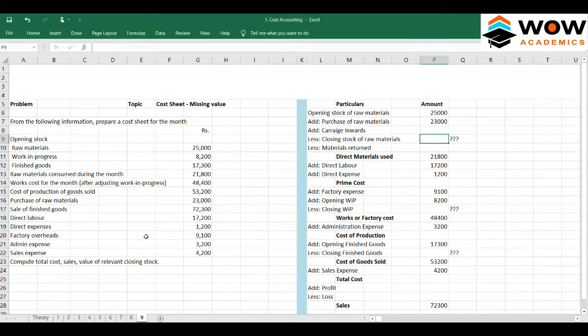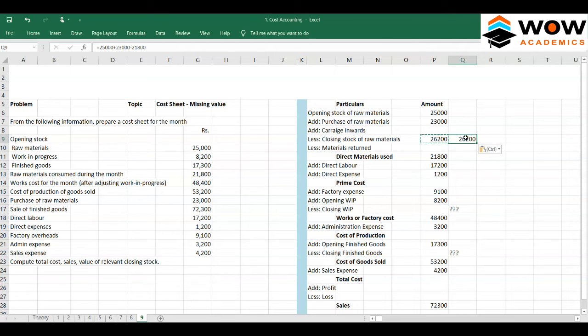So what is happening is, whatever we have unpurchased, we are not fully using it. So this 25,000 plus this 23,000 are there, but still we have used only 21,800. That means 26,200 is missing. That number is missing.